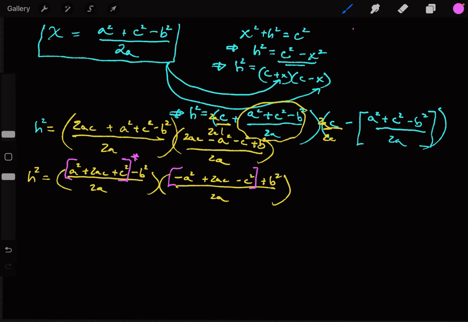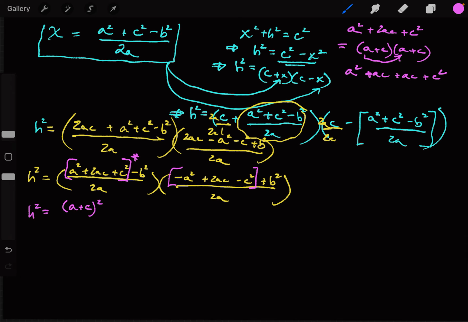And we just have to notice, I'm going to put it up here, a squared plus 2ac plus c squared is equal to a plus c times a plus c, right? If you distribute, you get back the original one, a squared plus an ac plus another ac plus c squared is the original. So instead of writing that, I write h squared is equal to a plus c squared minus b squared over 2a.